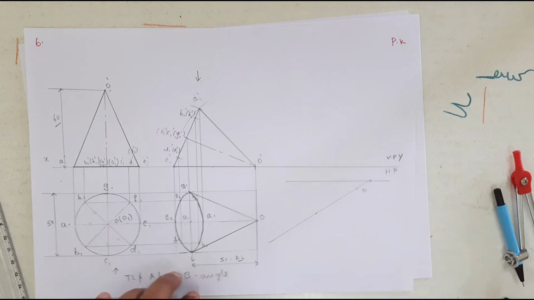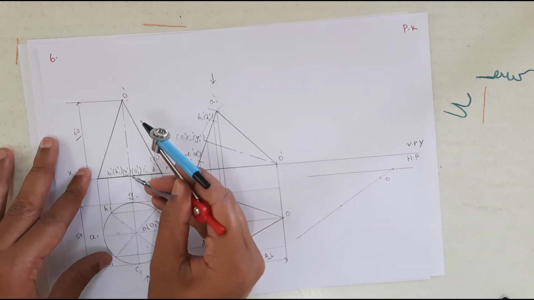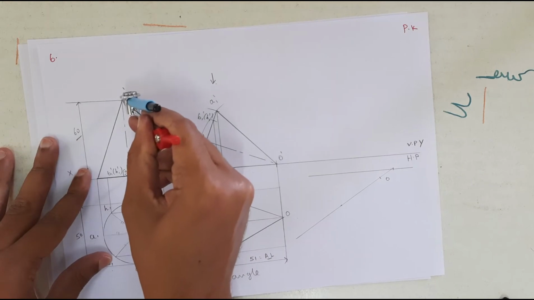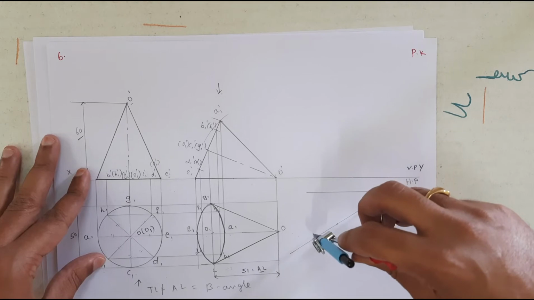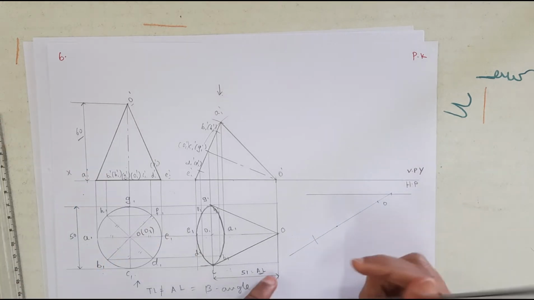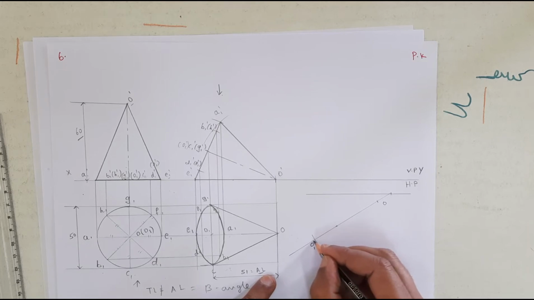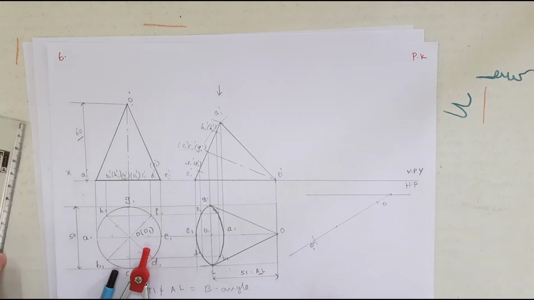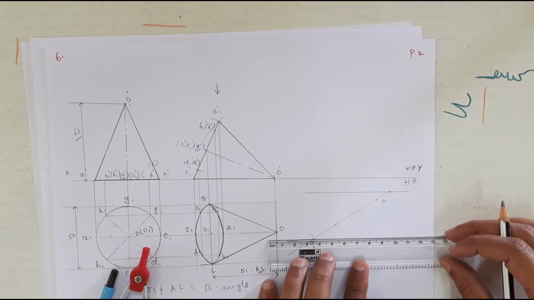Okay, now take the true length of the axis. Where you are going to find that? You are going to find it in the front view. So this is the true length of the axis. I am going to consider this one as O1 dash. Then draw the locus.